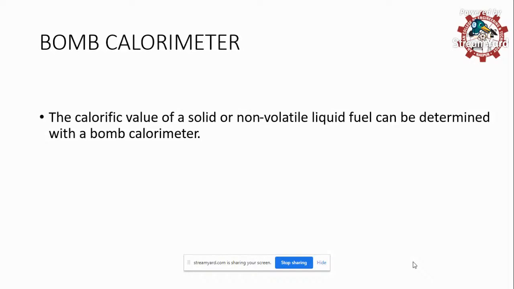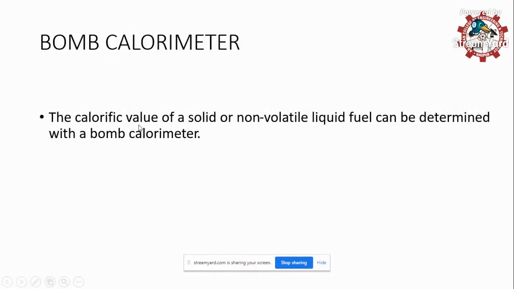So we are studying bomb calorimeter. The calorific value of basically the solid or non-volatile fuel. Please mark these words: solid or non-volatile liquid fuel is basically used here for the determination of calorific value. Remember, this phrase, solid and non-volatile liquid fuel, will be very useful when we do the calculation based on bomb calorimeter. Which fuels come under solid? Wood, peat, lignite, anthracite, coal, bituminous, semi-bituminous coal. In fact, the biscuits also come under solid.